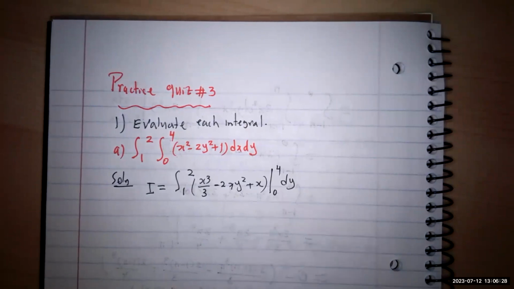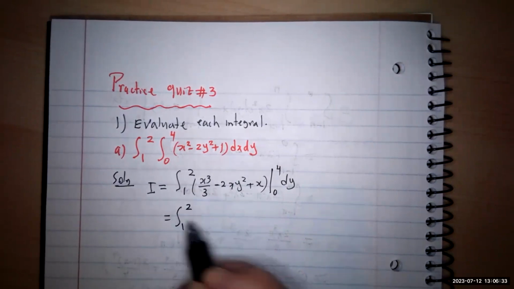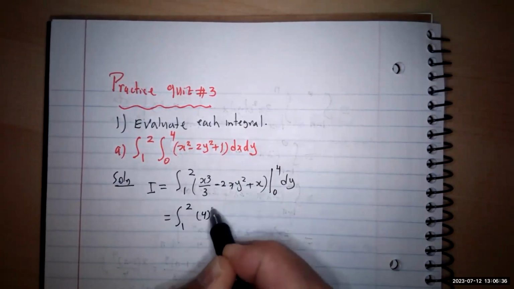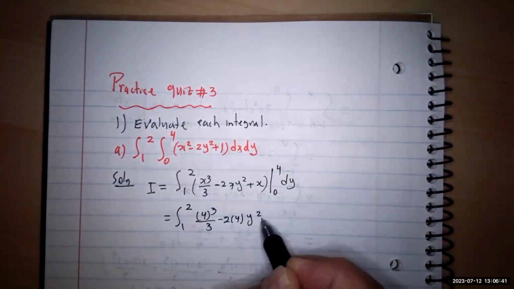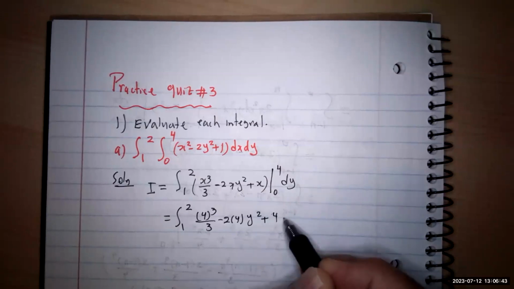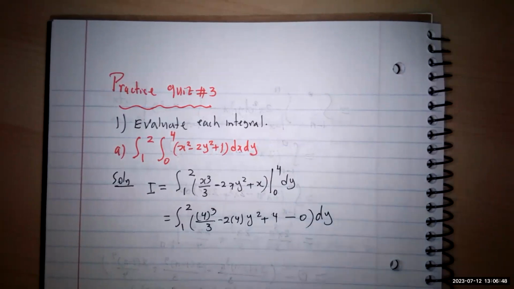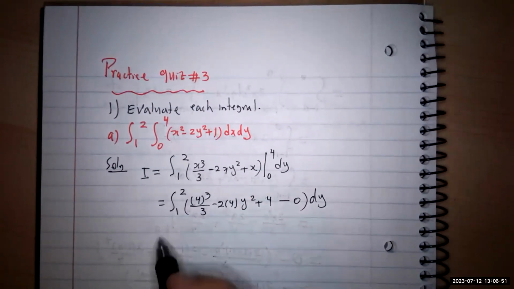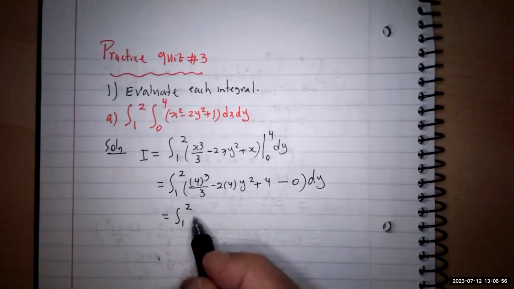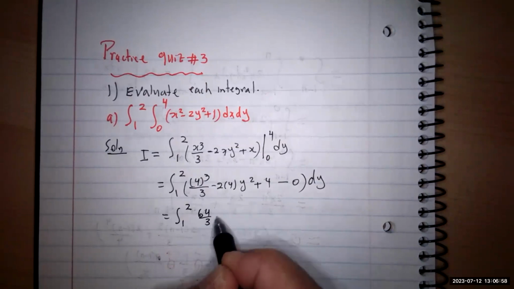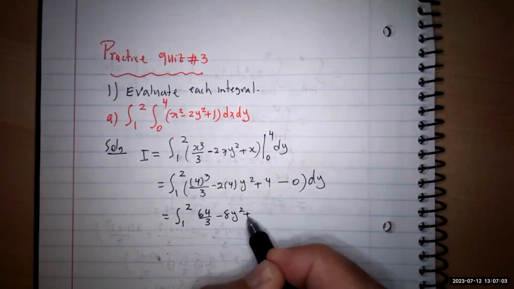Nothing to simplify, so we substitute the 4. It's going to be the integral from 1 to 2. That gives you 4 cubed divided by 3, minus 2 times 4 times y squared, plus 4. And if you put in the 0, everything would be 0. Then you integrate with respect to y. So this is the integral from 1 to 2 of 4 cubed, 64, so 64 over 3 minus 8y squared, plus 4.